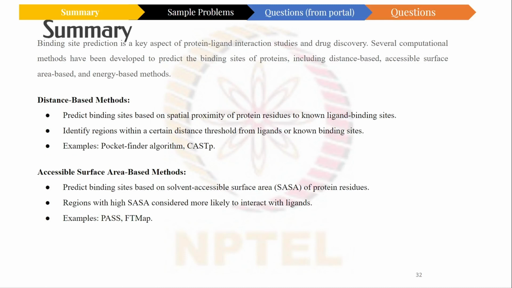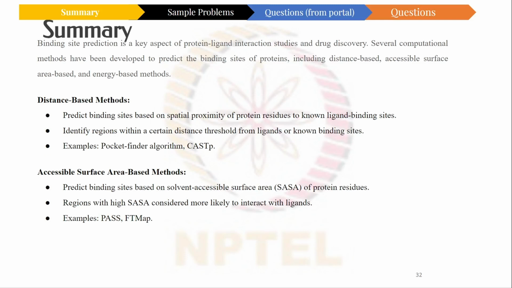For example, we define a cutoff of 6 angstroms. The residues that are within 6 angstrom distance of this binding partner are termed binding site residues. So this is a distance-based method. These distance-based methods are relatively fast and computationally efficient, and suitable for identifying pockets or cavities on protein structures. But they may miss binding sites that are not located within well-defined pockets or cavities, and have limited ability to predict binding sites in flexible regions of proteins.